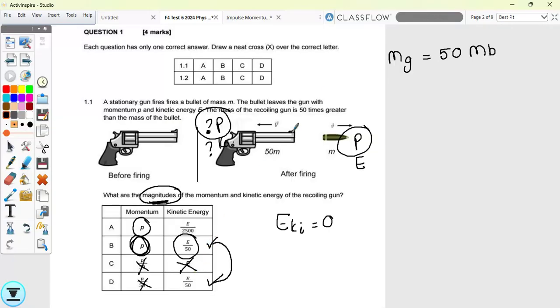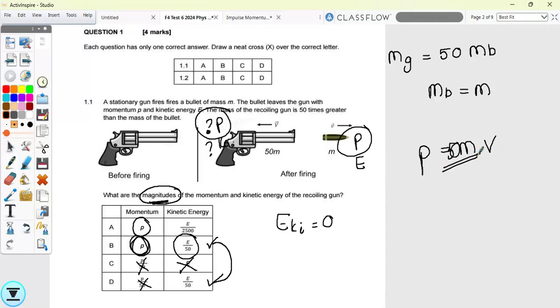But now, if you think about it, if you're thinking about momentum, it's going to be the mass times the velocity, and they tell you that the gun is 50 times heavier. So if we say that the mass of the bullet is equal to m, then the mass of the gun is going to be 50 m.